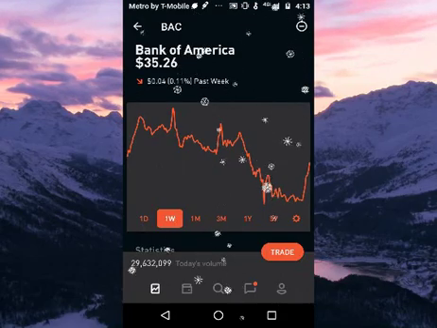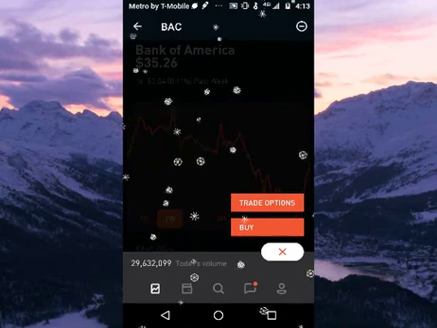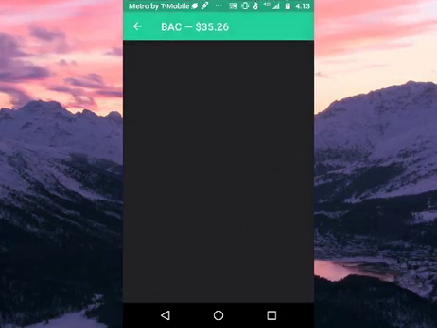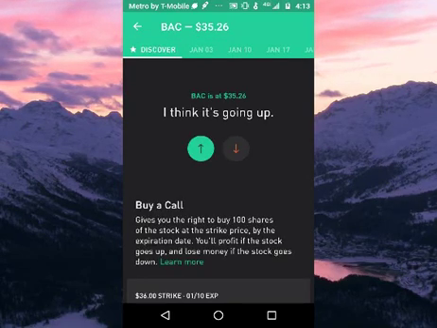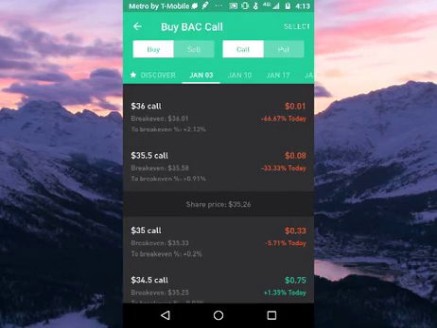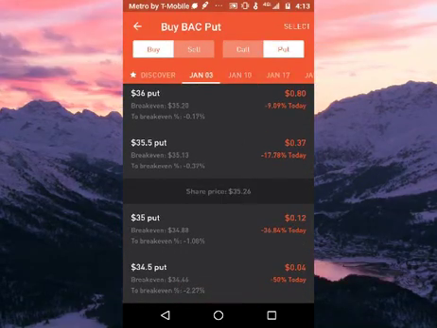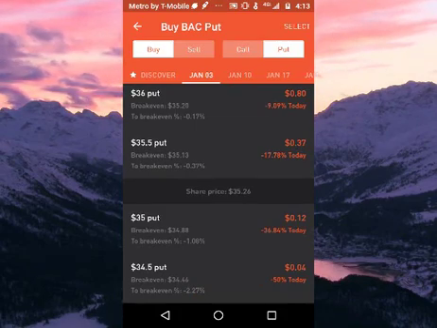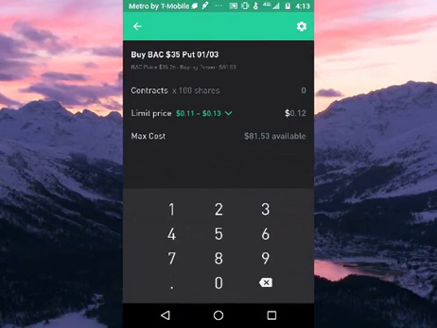So let's say I have a thesis that Bank of America is going to retest the lows. Then I'm going to go to trade options. I'm going to open a put contract. That means you're going to make money when the stock goes down. So you're going to click on that one. Go to January, or you can go down the top over here, put. And what do I believe? I believe the stock is going to go and retest the lows, which is at 35.02. So I'm just going to buy the 35 put over here. One.